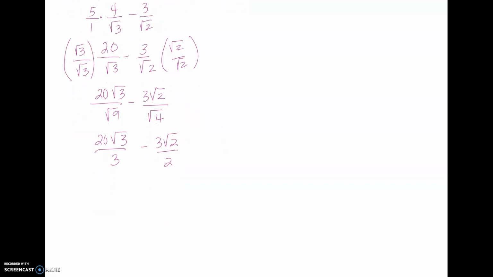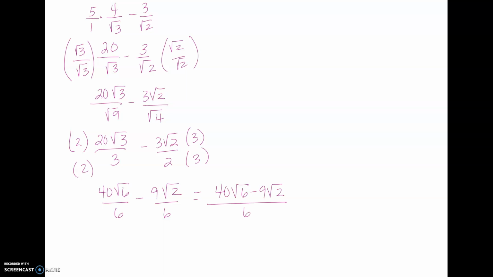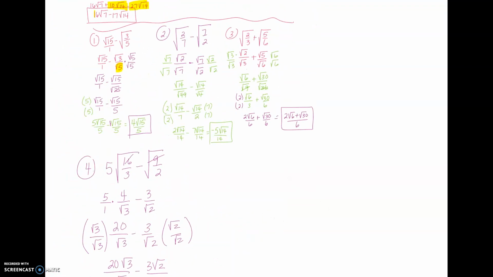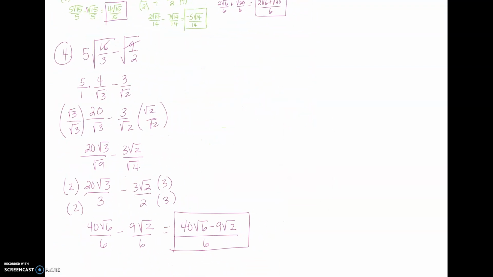I need a common denominator. It's going to be 6 because I have 3 and 2. That side will multiply by 2, this side by 3. I get 40 square root of 3 over 6 minus 9 square root of 2 over 6. Okay, same denominator, I'm subtracting, so if I can, I combine like terms, but there are no like terms. So this just comes over as the numerator, and it's all over 6. All right, so that is adding and subtracting.